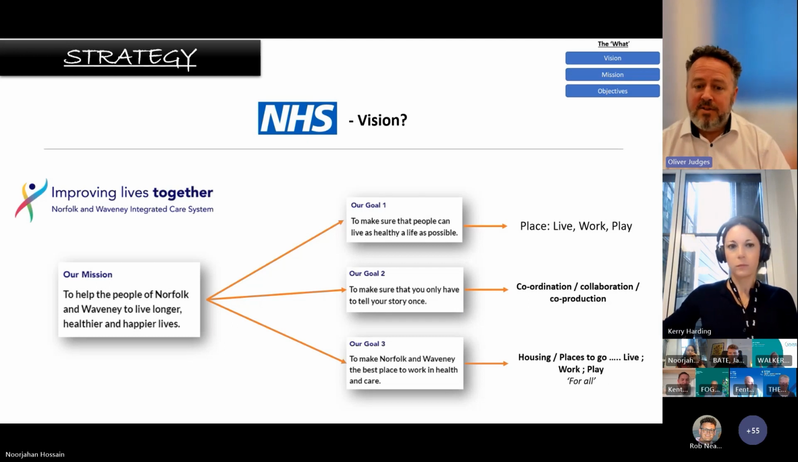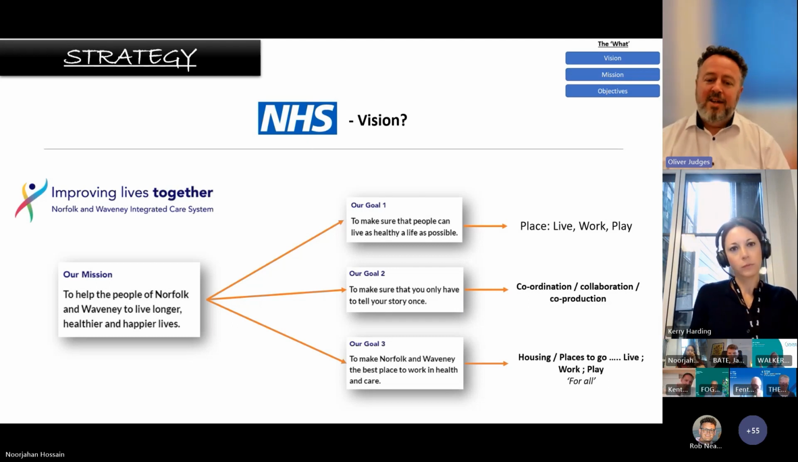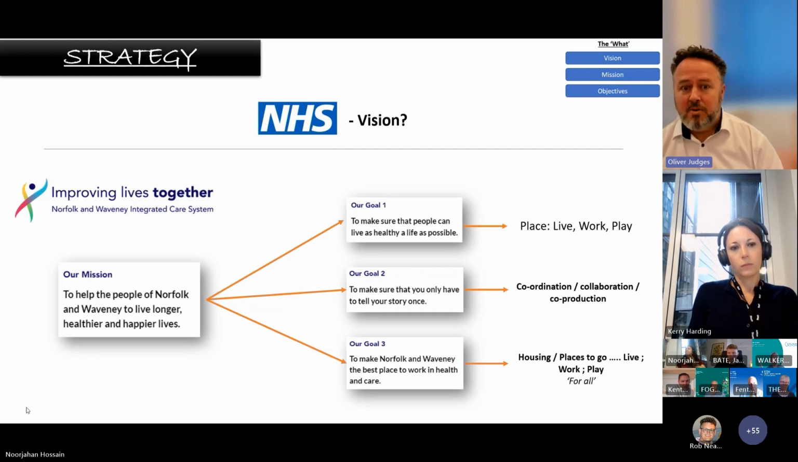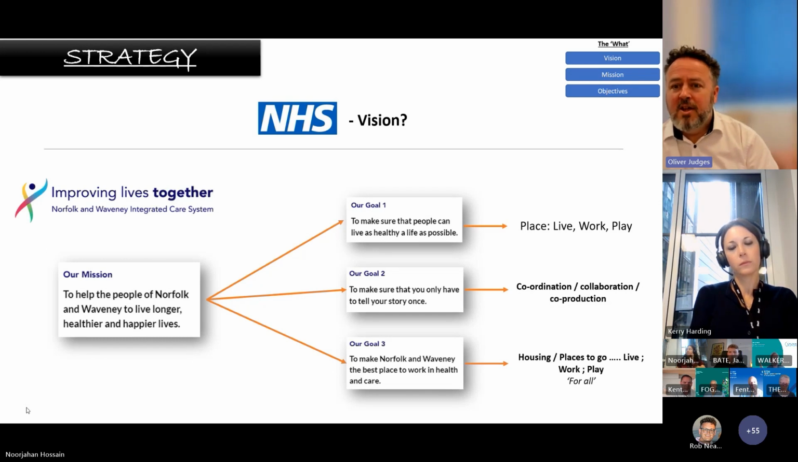Within care systems, obviously there's the mission there, and it's about living longer, healthier, happier lives. And when you look at the goals, being as healthy as possible, telling your story once, and being the best place to basically live and work within the health side, that absolutely links to what we're trying to do as a district here and as local authorities. So under place, I look at live, work, play. I look at how we can make the borough a much better place to do all those things. Look at economic prosperity, regeneration, but we also look at deprivation, how we can manage that and create better places.